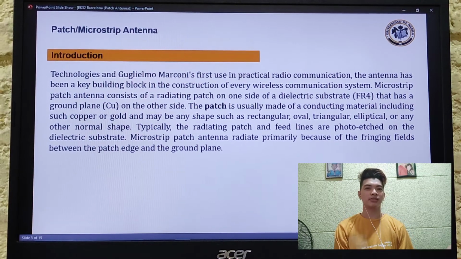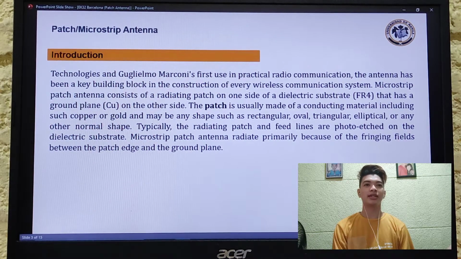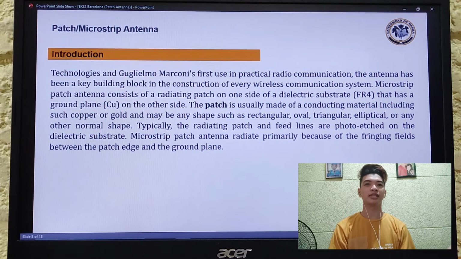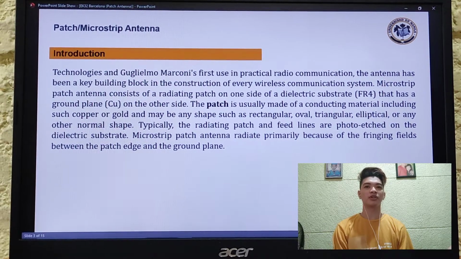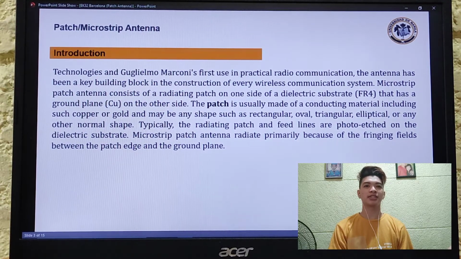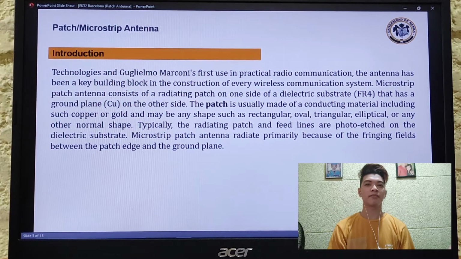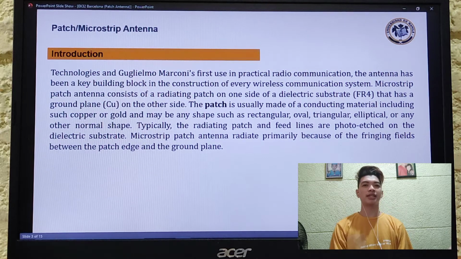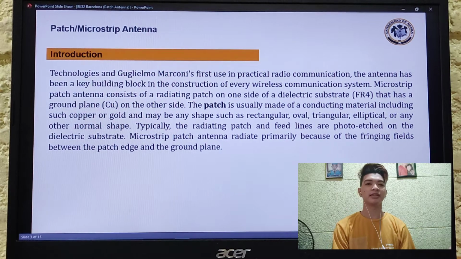Microstrip patch antenna consists of a radiating patch on one side of a dielectric substrate, FR4, that has a ground plane of copper on the other side. The patch is usually made of conducting material such as copper or gold and may be any shape such as rectangular, oval, triangular, elliptical or any other normal shape. Typically, the radiating patch and feed lines are photo-etched on the dielectric substrate. Microstrip patch antennas radiate primarily because of the fringing fields between the patch edge and the ground plane.